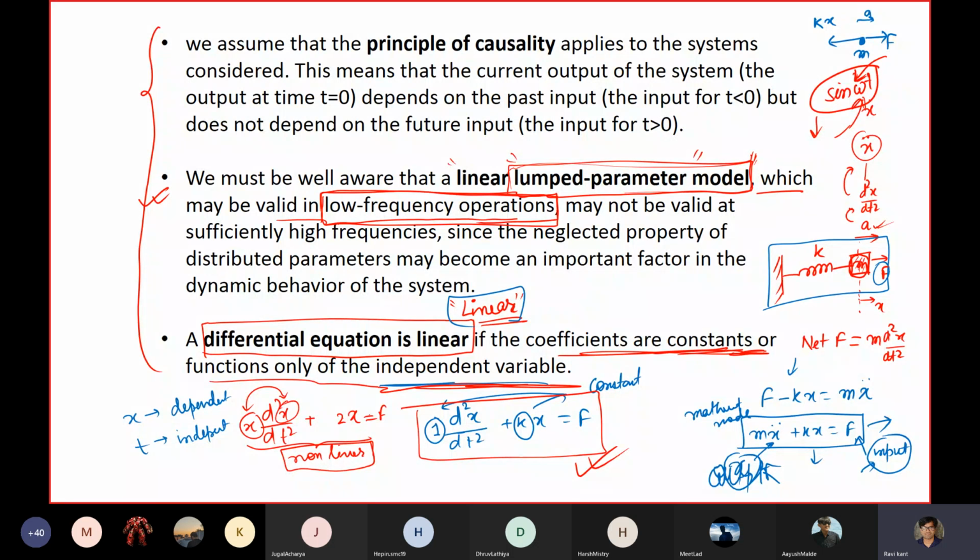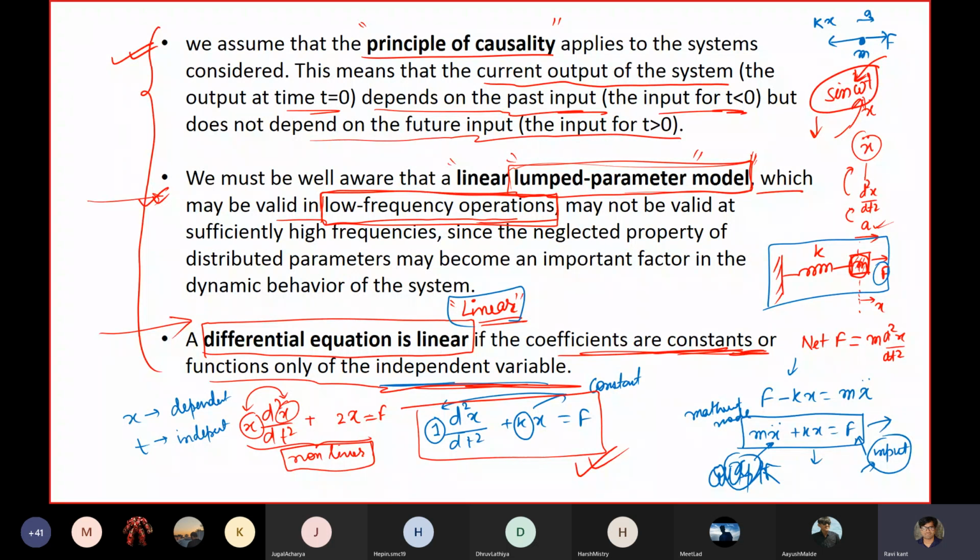So with the start of this course, I want to make sure that we are going to take up only linear systems. We are going to take up only lumped parameter models, and the last assumption that we'll take up is the principle of causality. What is this? It applies to a system. It means that the current output of the system, the output at time equal to 0, depends on the past input, the input for t less than 0, but does not depend upon future inputs.